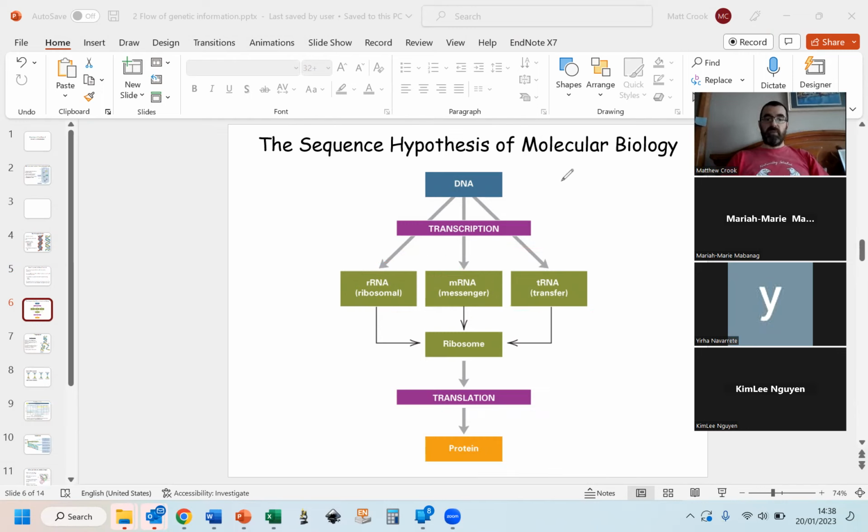And so the flow of information is really from DNA to mRNA through the process of transcription, and then using these non-coding RNAs, ribosomal RNA and transfer RNA, plus the protein scaffold, which is the ribosome, you then generate protein through the process of translation. So that is, well, it's easy to say, there's an awful lot to it, but that's gene expression.